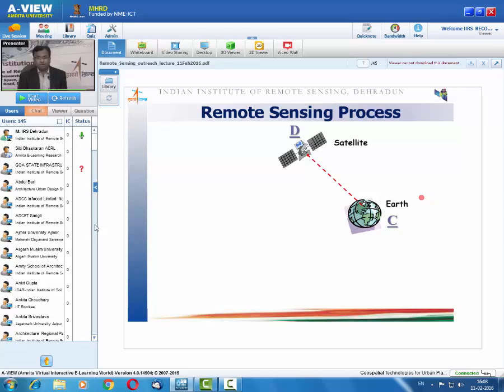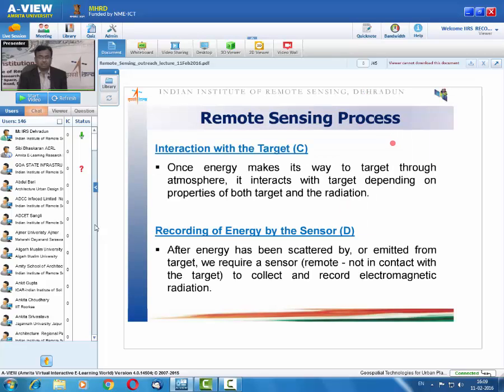Now, after the energy is transmitted, the signal is recorded by the satellite, and then this signal is transmitted back to the ground receiving station. When the interaction with the target happens, the energy interacts with the target depending on the properties of both the target and the radiation. This radiation is scattered or emitted based on the material property and also the geometry of the surface features.